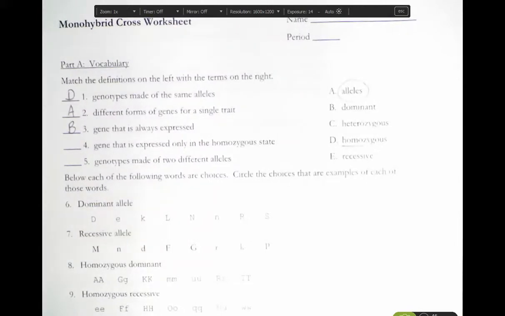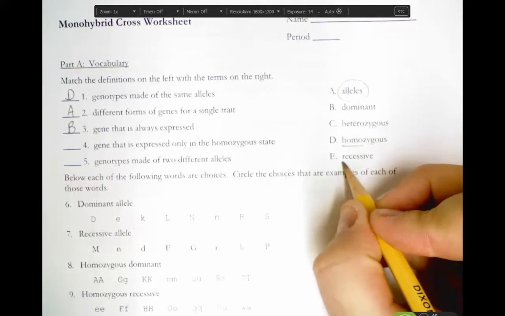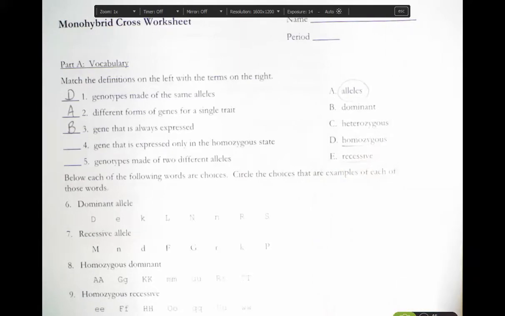A gene that is expressed only in the homozygous state. Those are going to be the recessive alleles or recessive genes.